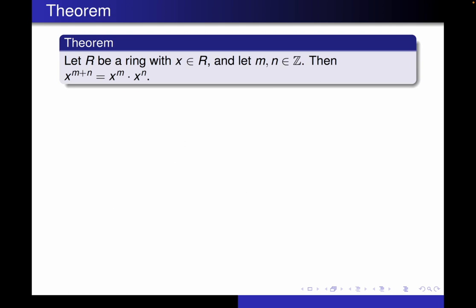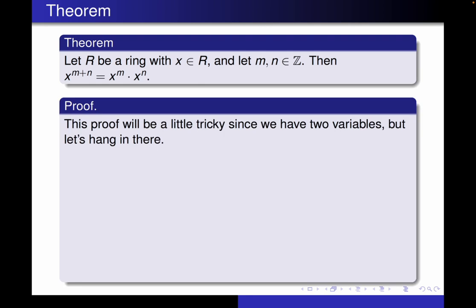All right, so let's try this out on the theorem that I promised you. R is a ring, x is an element of R, m and n are integers. Then we get x to the m plus n equal to x to the m times x to the n, right? The exponent law that we always thought we would have. Well, I thought we'd have it anyway. All right, so this proof is going to be a little bit tricky. We have 2 variables that we're working on that are integer variables, and so induction on these things can be really sticky. But we're going to hang in there, and we'll see what we can do.